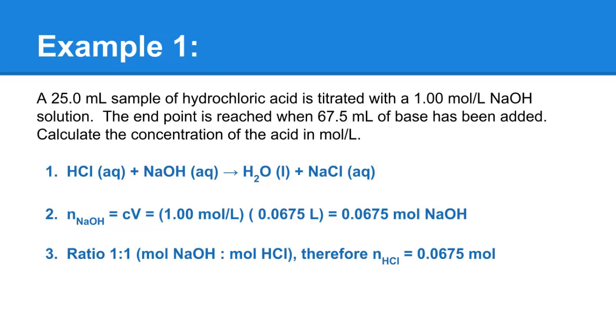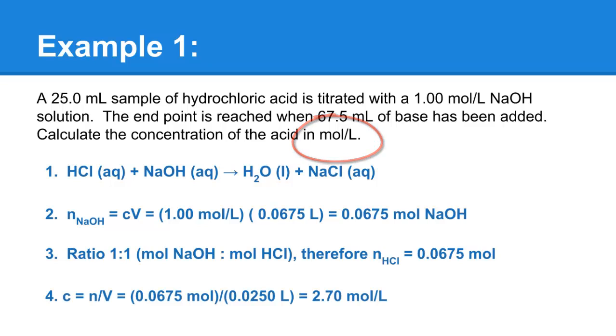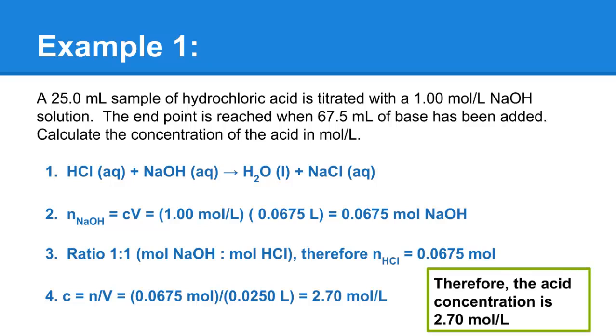Finally, we have to determine our unknown value and convert that to the units the question requires. In this question, we require a concentration in moles per liter. So we are going to take our number of moles and divide it by our volume. Our volume given is 25.0 milliliters. When we do so, we get 2.70 moles per liter. Therefore, the acid concentration is 2.70 moles per liter.